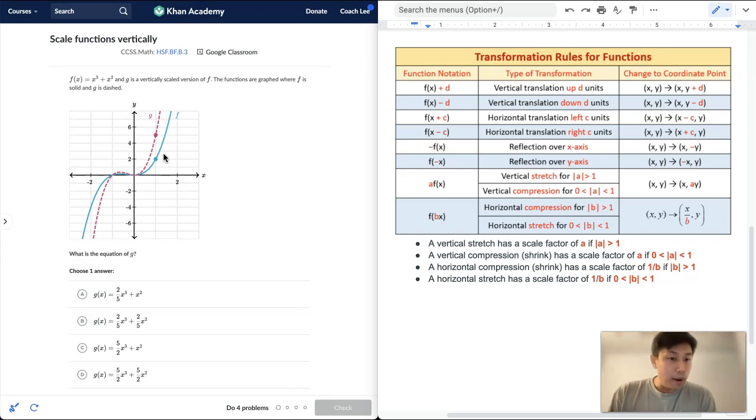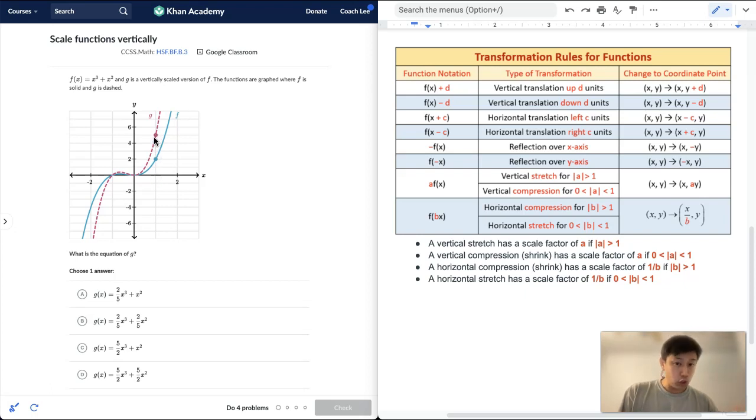So these two reference points are really important. Right now we're assuming we're only doing a vertical stretch, so forget about translations and reflections for now. You're assuming there's only a vertical stretch. So these are your reference points. You're going from (1, 2) to (1, 5).